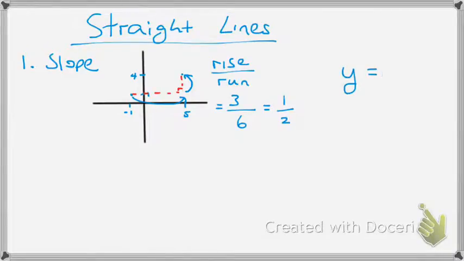We can also read the slope of lines by taking the m here. m is the slope of a line.